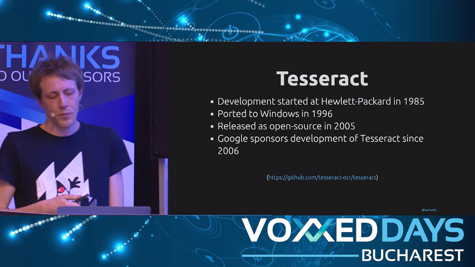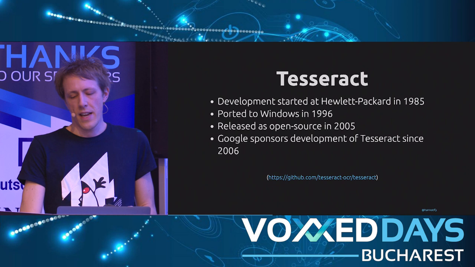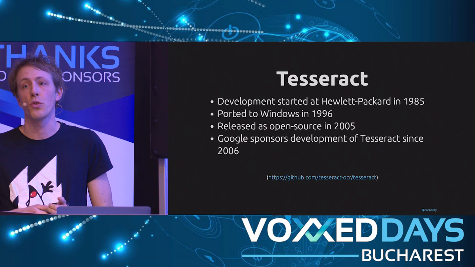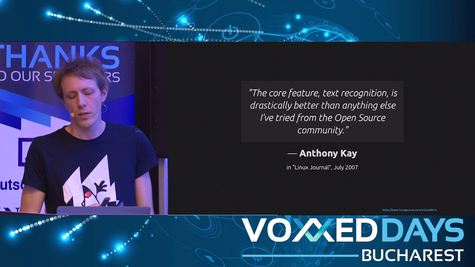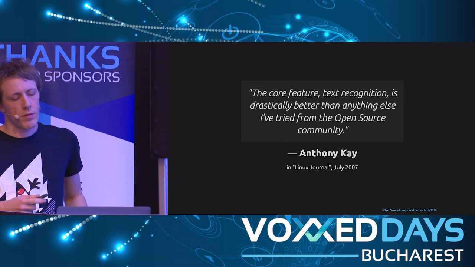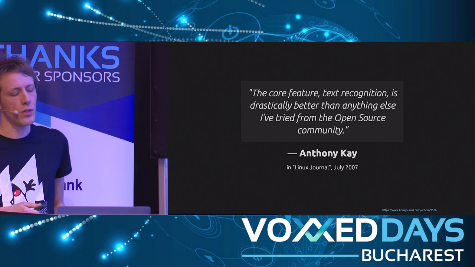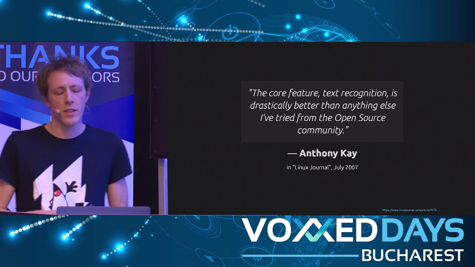After that, not much had happened. In 2005, HP released it as open source software. When it was ported to Windows, it was rewritten in C++, and it was released in 2005 under the Apache license. And after it was published as open source, a few people tested it, and Mr. Anthony Kay from the Linux Journal wrote, "The core feature, text recognition, is drastically better than anything else I've tried from the open source community."